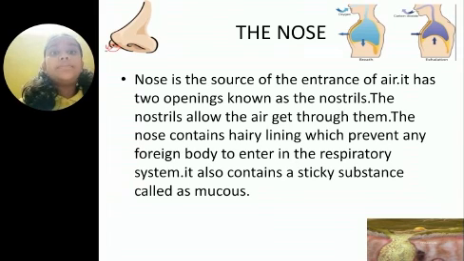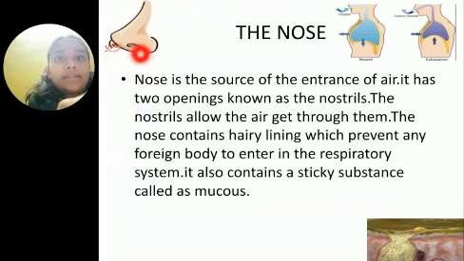The nose contains hairy lining known as the cilia hairs, which prevent any foreign body from entering the respiratory system. It also contains a sticky substance called mucus, which traps the insects and germs from entering the respiratory system. Now in this picture you will be able to see a nose, and these two openings are known as the nostrils.